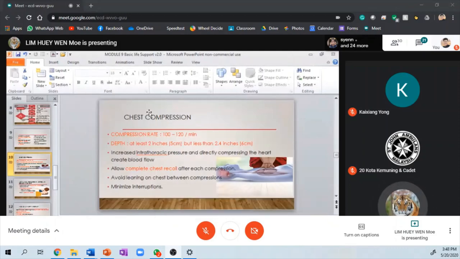Then you must allow the complete chest recoil after each compression. After that, you must avoid leaning on the chest between compressions. You don't put your weight on the casualty while you are doing the CPR. Then the last one is to minimize interruption.